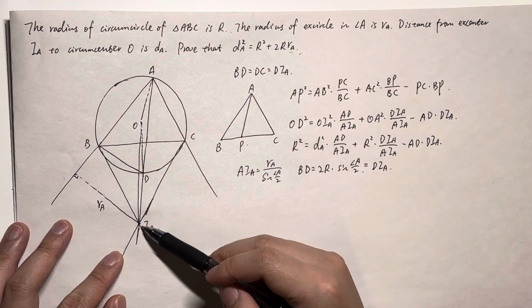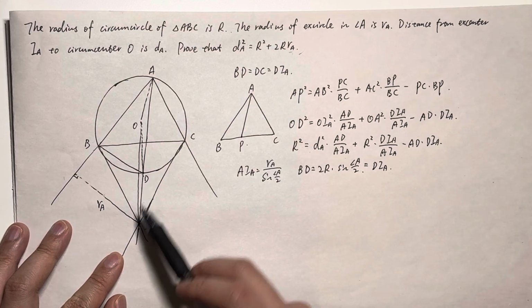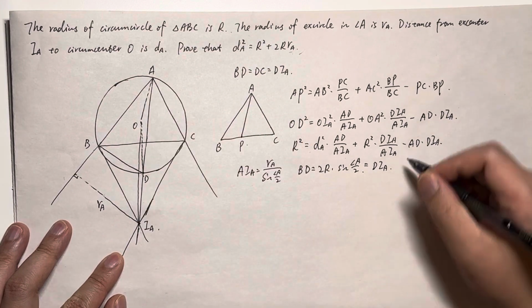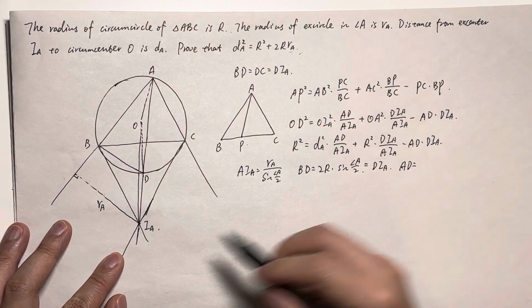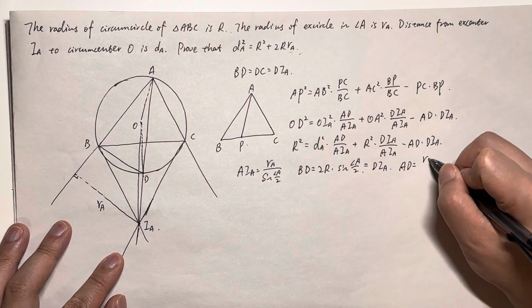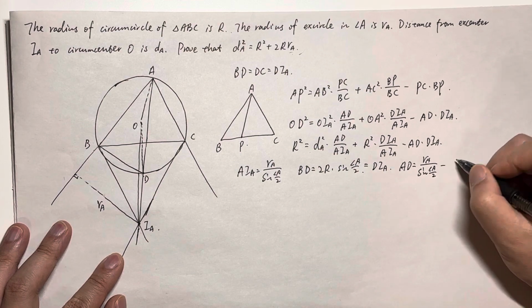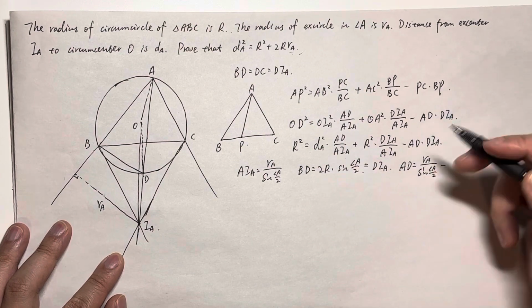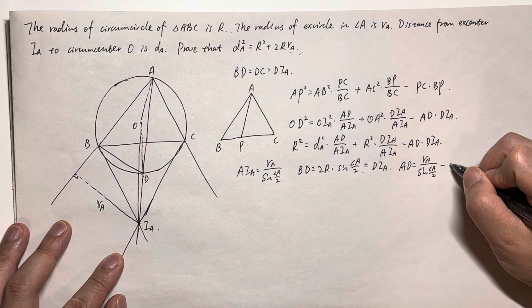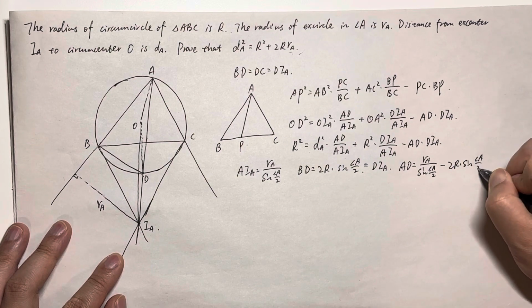That means we know the length of AIA and we know the length of DIA, so we know the length of AD. AD equals AIA minus DIA, that is RA over sine half angle A minus 2R sine half angle A.